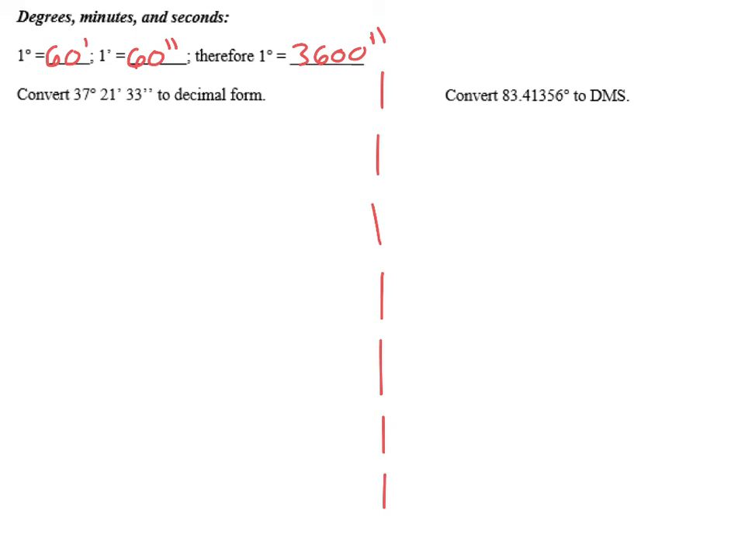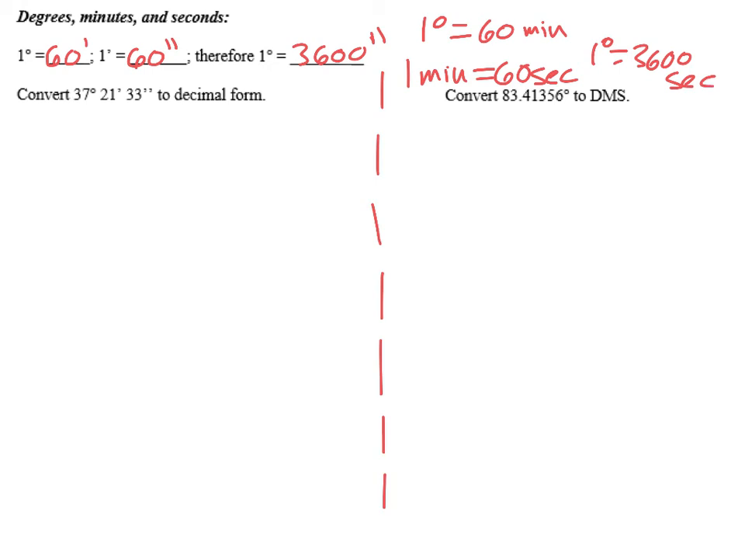Just to recap so you know the symbols. 1 degree equals 60 minutes. So that's sub portions of 1 degree. 1 minute equals 60 seconds. So then 1 degree equals 3,600 seconds.